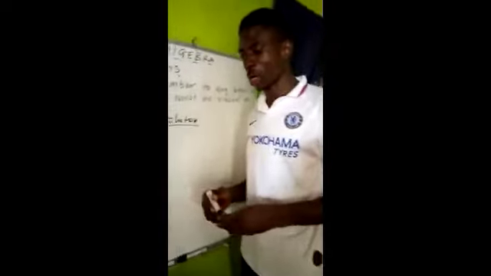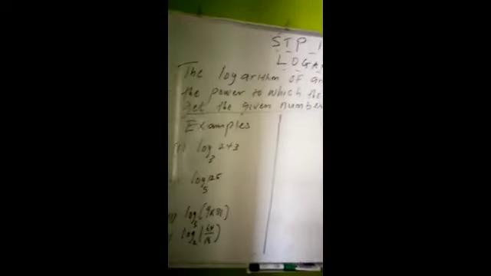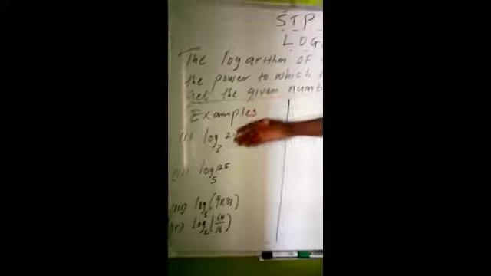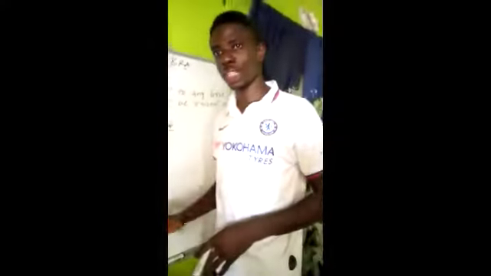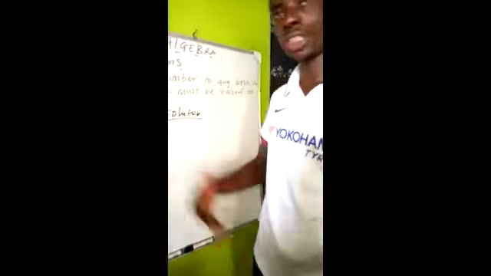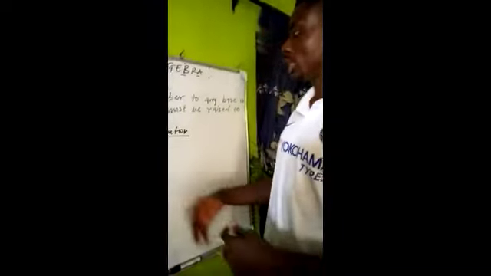Remember, it is the opposite of indices. According to log, when you are talking about addition, it is the same thing as multiplication: multiplication changes to addition, while subtraction changes to division, division changes to subtraction. In the same way, we have the one called change of base. So let's tackle this point.